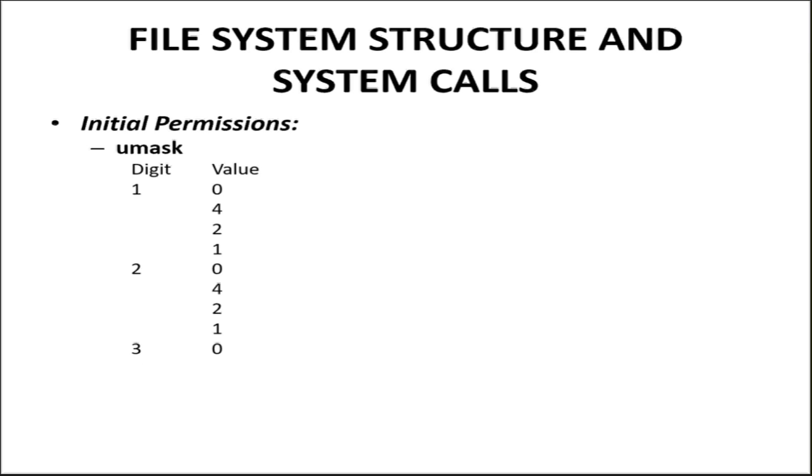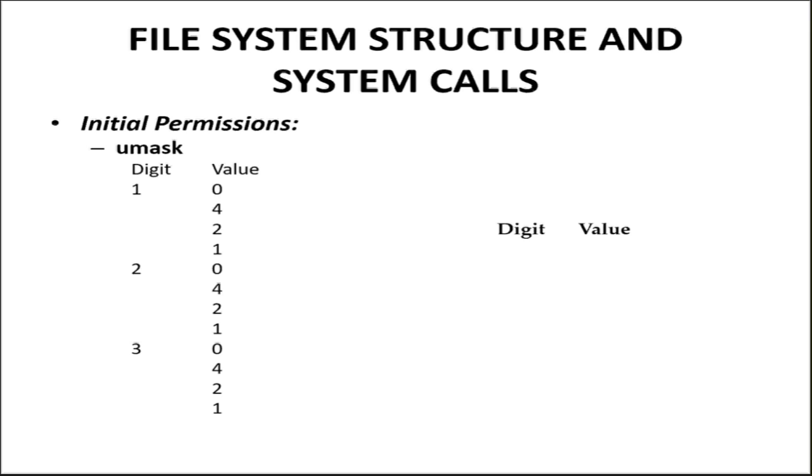Similarly, in the third digit, if the value is 0 it means no permissions are to be disallowed for others. If it is 4, read permission is disallowed. If it is 2, write permission is disallowed. And if it is 1, execute permission is disallowed for others.